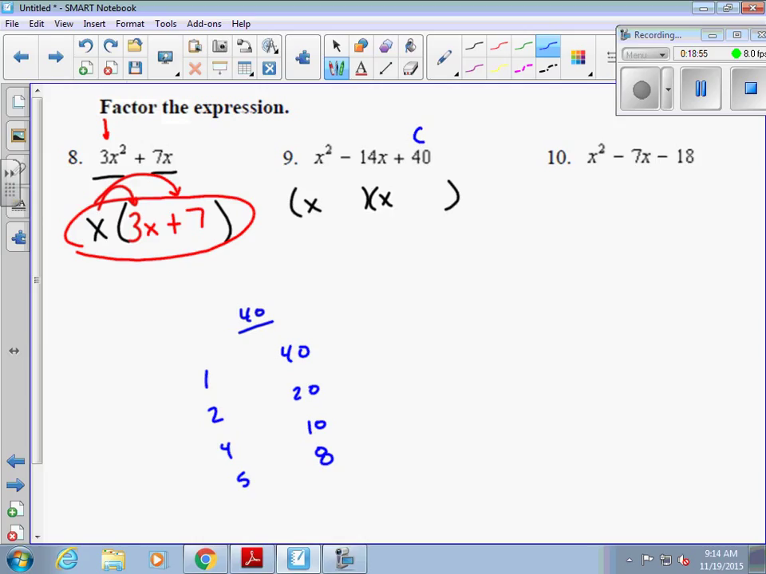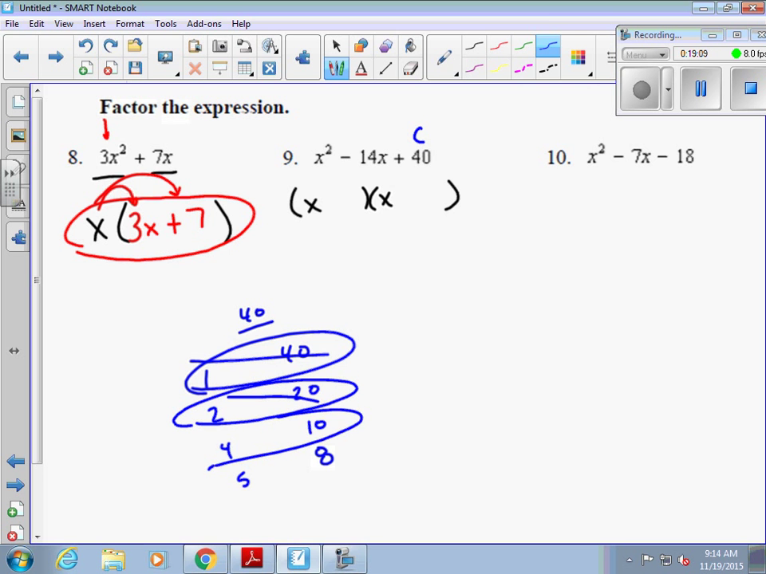So one of those pairs will give you the number 14. 1 and 40 either give you 39 or 41. That's not the pair. 2 and 20 either give you 18 or 22. That's not the pair. 4 and 10 could give you 14. And 5 and 8 give you 3 or 13. So the only pair we can use is 4 and 10.